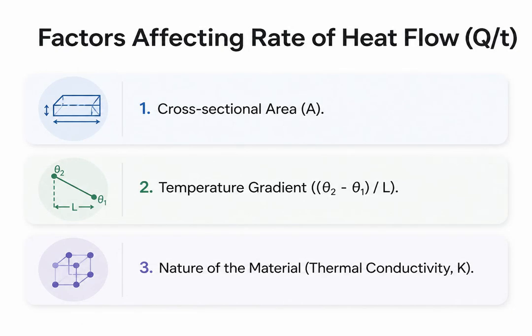Looking closely at that equation, we can identify the three main factors that dictate the rate of heat flow. First, the cross-sectional area. A wider path allows more heat to flow. Second, the temperature gradient, which is the temperature difference divided by the length. And third, the nature of the material itself, represented by its thermal conductivity, K.